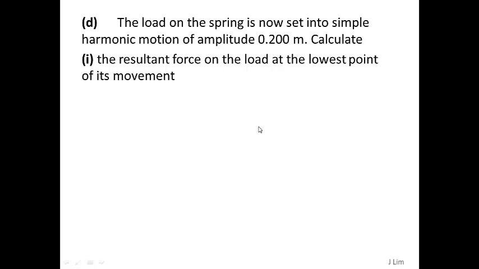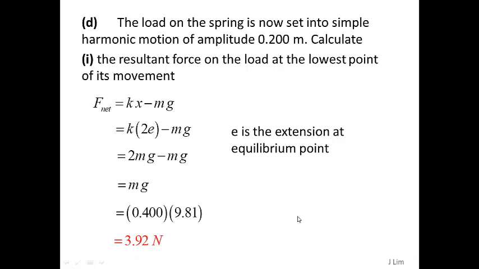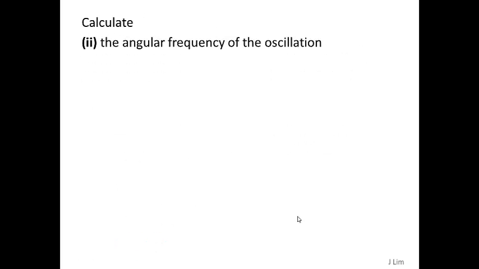The load on the spring is now set into simple harmonic motion of amplitude 0.2 meters. Calculate the resultant force on the load at the lowest point of its movement. So F net will be equal to kx minus mg, and substituting all these values, we get the net force as mg. F net is 3.92 newtons.